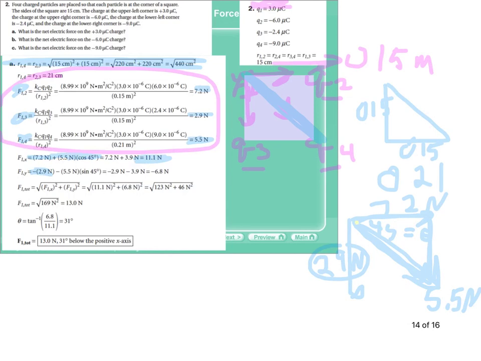And then we take our angle, and using negative, use 5.5 times sine of 45, we get the component coming down this way. So we got negative 2.9, negative 3.9, we get negative 6.8. So now we got our total x and our total y. Using Pythagorean theorem, we can find this resultant coming down this way.